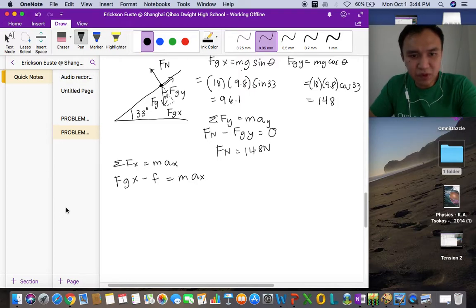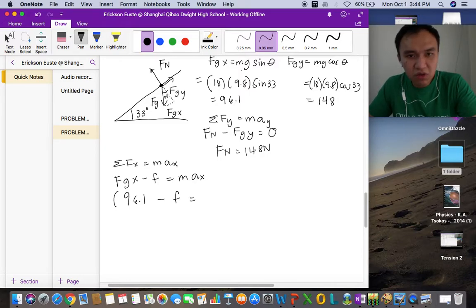FGX is 96.1. Sorry, I have the eraser. Okay, sorry, I'm not perfect in doing this. 96.1 minus friction is equal to the mass, which is 18, times the acceleration, which is 0.3. So with this, I can determine that the friction is equal to 90.7 newtons.